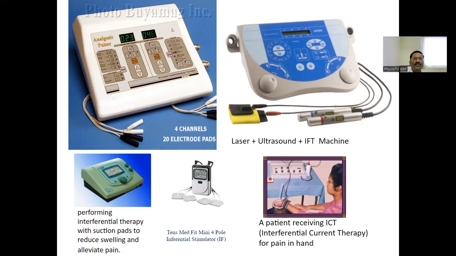So we have different types of interferential modalities. The first one, which I'm showing on the top left, is a programmed one, which has programs for different conditions, and you can select the program and the parameters. Then we have this combination unit, which has laser, ultrasound, and interferential therapy. And this is the suction unit. Then we have a portable interferential unit. And you can see a patient receiving interferential therapy for the hand.